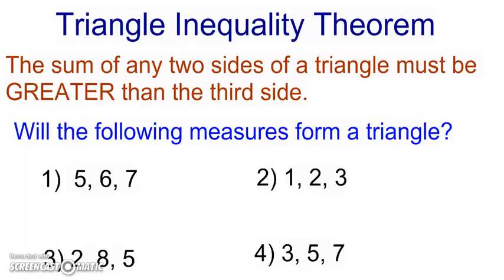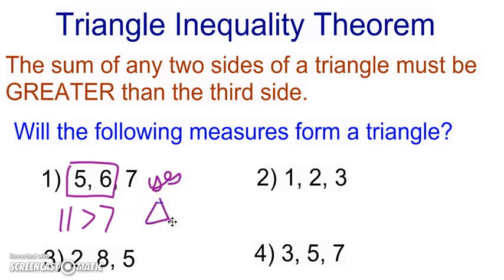The next thing we're going to talk about is the triangle inequality theorem, which states that the sum of any 2 sides of a triangle must be greater than the third. When we're doing this, we're going to take the 2 small sides of the triangle that we are given and see if their sum is greater than the third. For example, we'll add 5 and 6. Is 11 greater than 7? Yes, therefore it is a triangle.